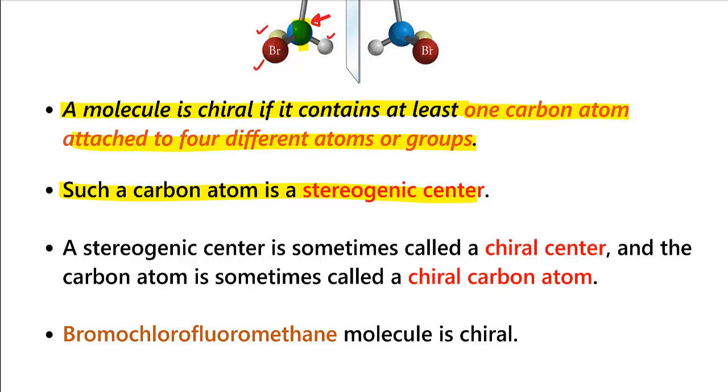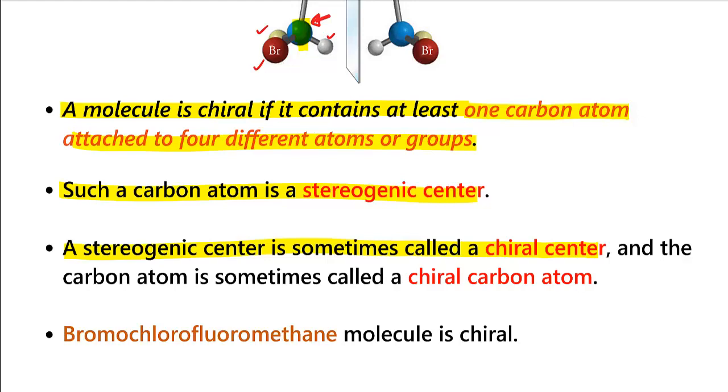So basically this generates stereoisomers. This is the carbon that is responsible for stereoisomerism in this molecule, and that's why this is called a stereogenic center, a center that will generate the stereoisomers. A stereogenic center is sometimes called a chiral center or chiral carbon. In this case, I have carbon, that's why I am calling it chiral carbon.